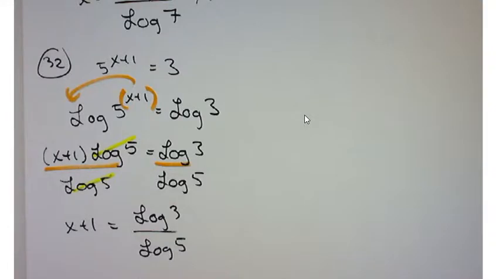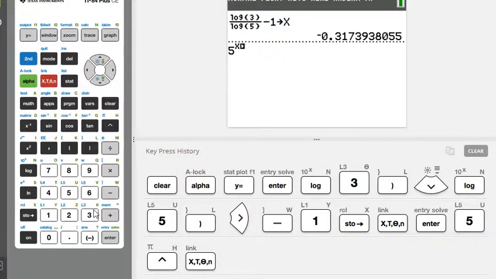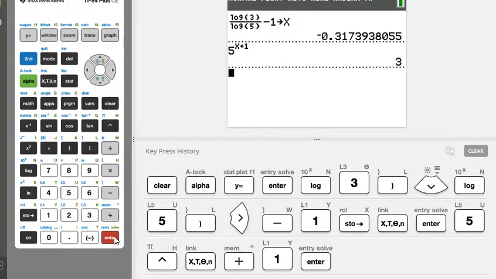In fact, since I've got it on Smart View, let me check it out over there. I should be able to do 5 raised to the x plus 1. And what should I get when I press the enter key? 3. Nailed it. Nice. So, how are we looking on those first two? Doing okay? All right.